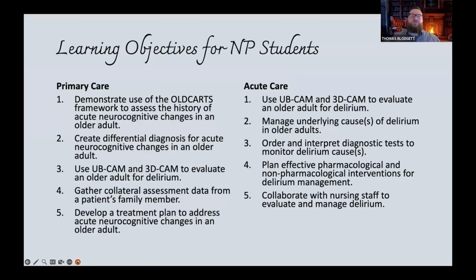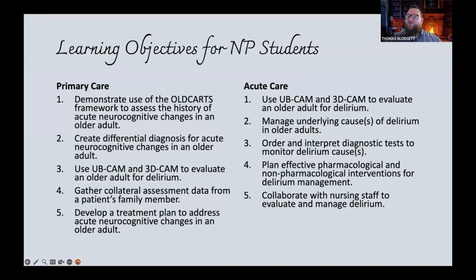So our primary care folks really focused on this undifferentiated case where an older adult comes in with visual hallucinations and just isn't acting right. And so they kind of start the ball rolling. They identify this delirium medical emergency. They interact with a family member, and off to the ER the patient goes. And then the acute care students pick up the case the next day in the inpatient setting.